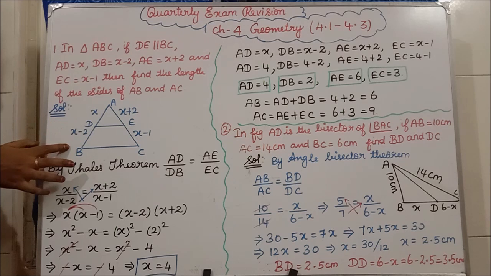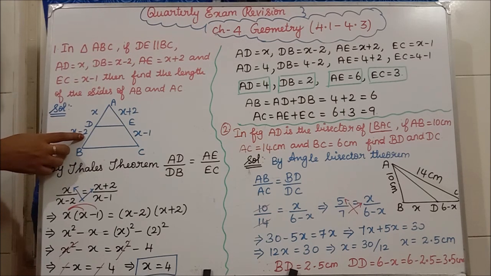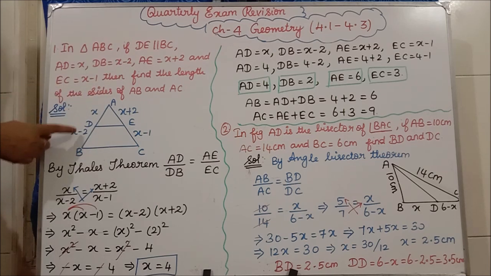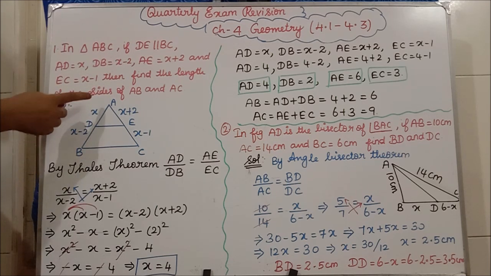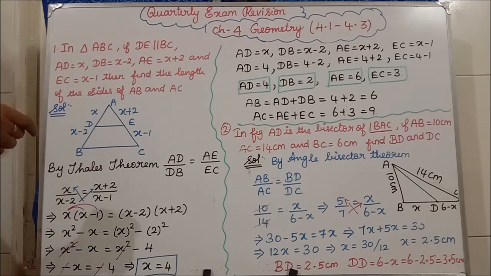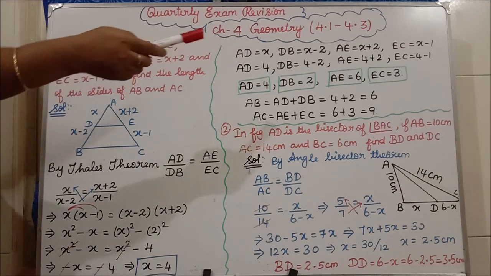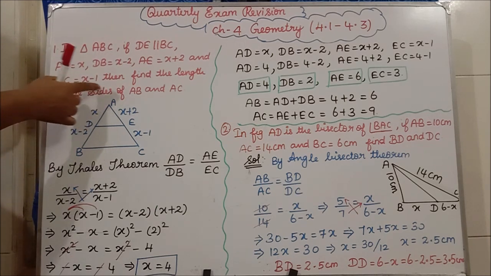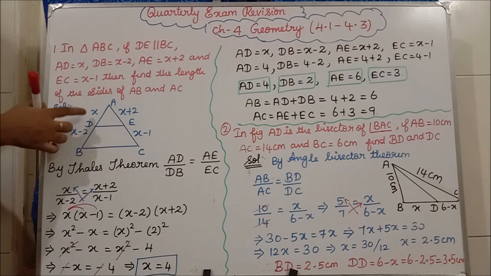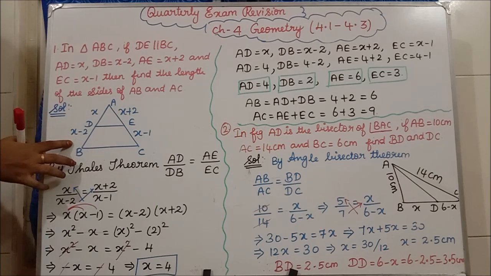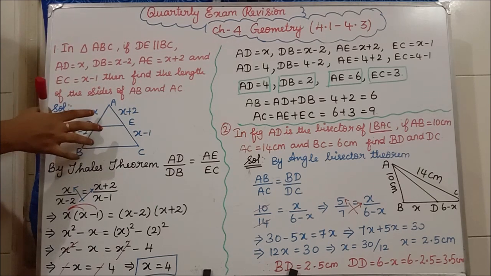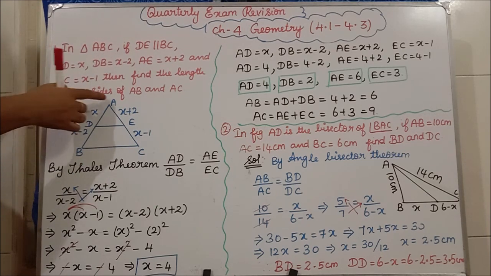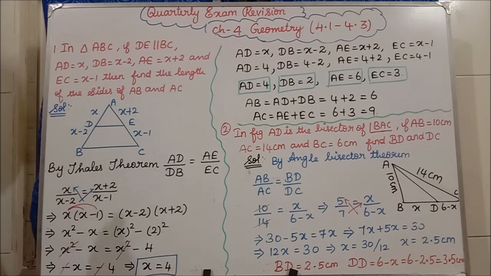So from this, how will you find DB value? 4 minus 2 is what? 2. So AB full length, if you need, means this is 4 and this is 2. So 4 plus 2 is what? 6. So only I have written AB equal to 6. AB is nothing but AD plus DB, the full length AB. For this AD we are having 4, for this DB we are having 2, so 4 plus 2 is 6. So the full length AB is 6.